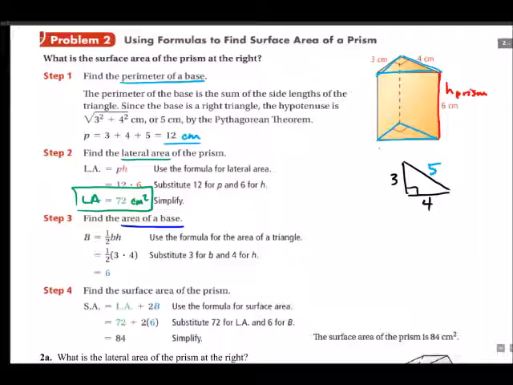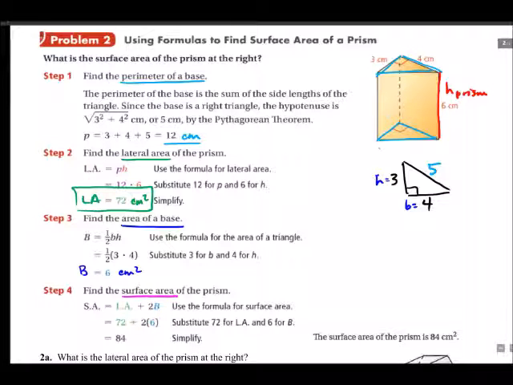We know that height is always perpendicular to the base, so we have the height of our triangle here and the base of our triangle. Notice how many bases and heights we're dealing with. Keep them separate. And we find out that the area of the base is 6 centimeters squared. That is going to let us find the surface area of our prism.